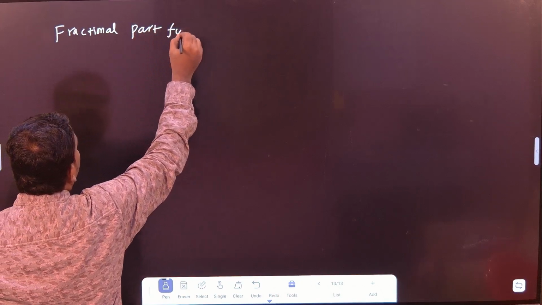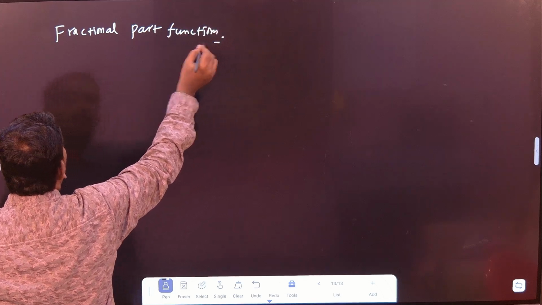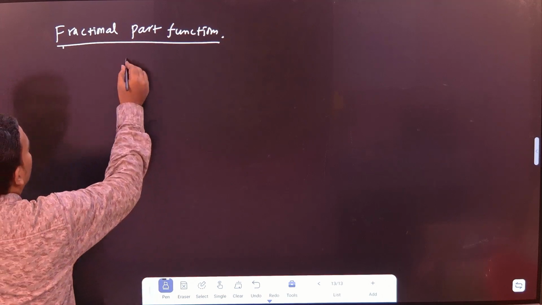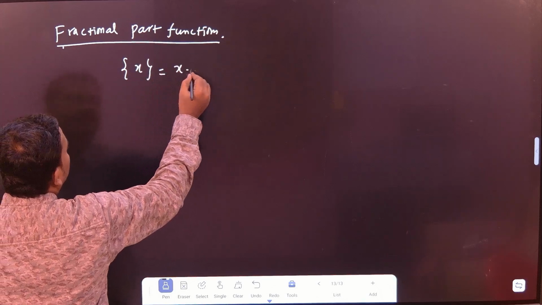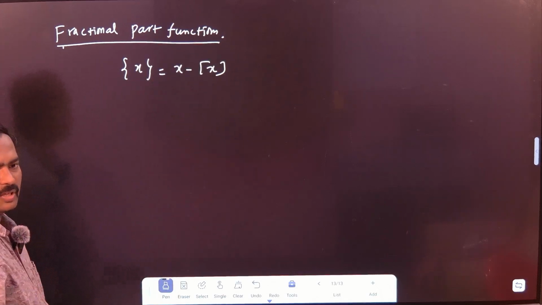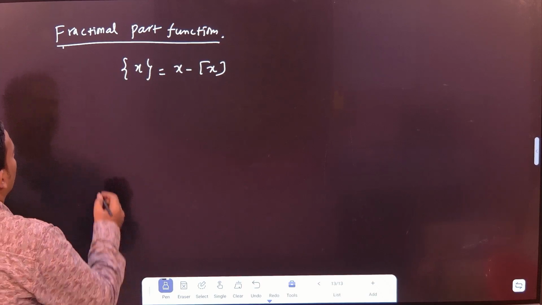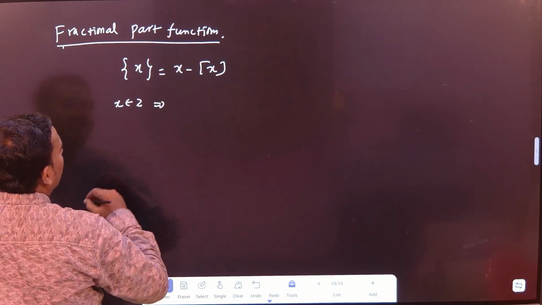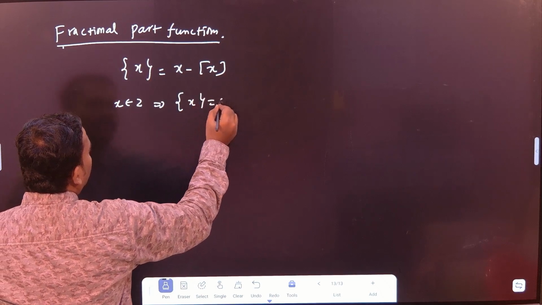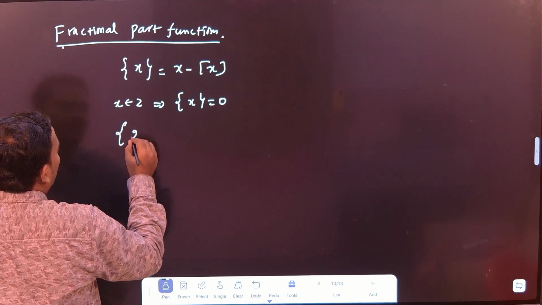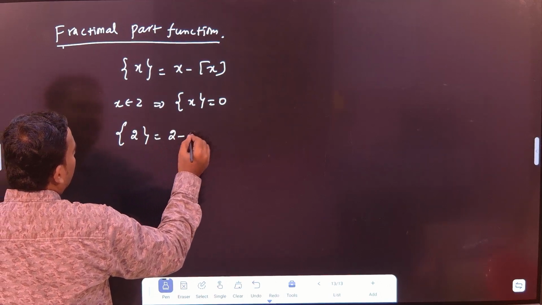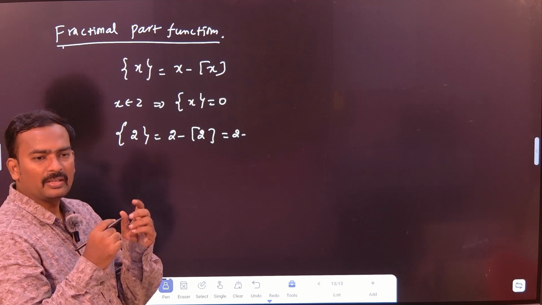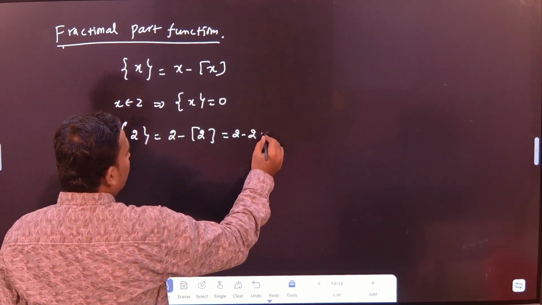Fractional part function. What is the definition of the fractional part function? It is x minus the greatest integer function of x. This is the definition of the fractional part function. For example, if x belongs to the integers, then the fractional part function's value is 0. If I take 2, then 2 minus the greatest integer function of 2, and you know the greatest integer function of 2 is 2, so it will be 0.